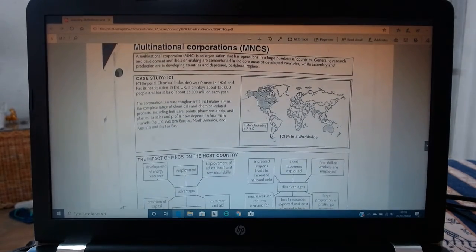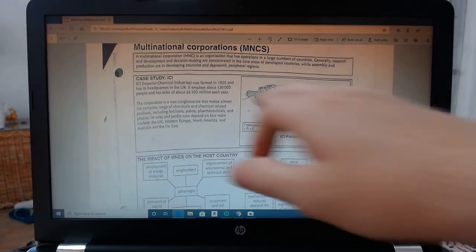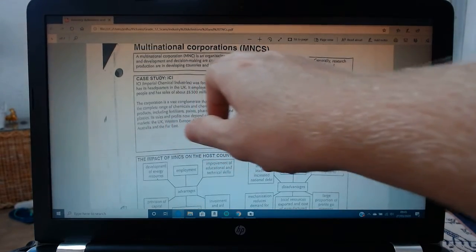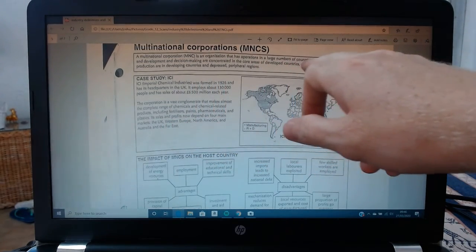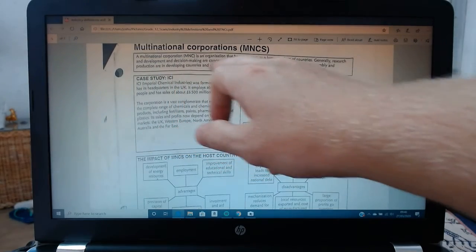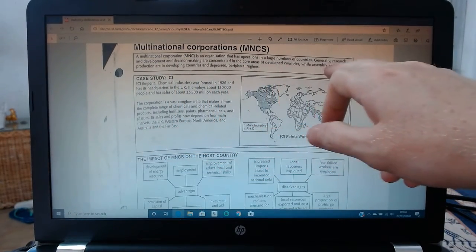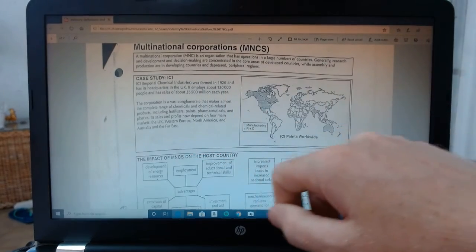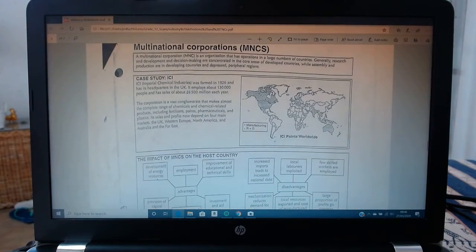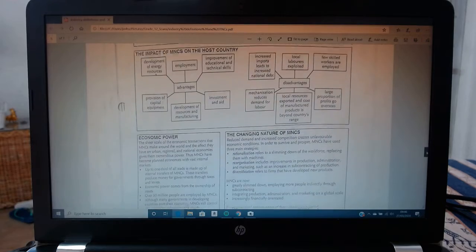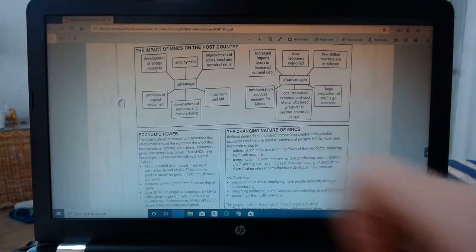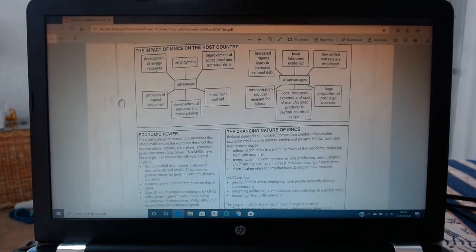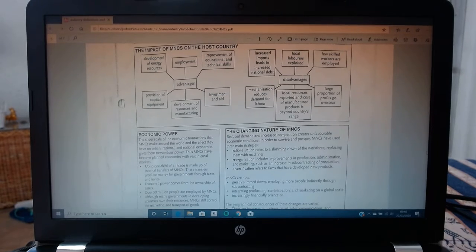Multinational corporations, again, the top box, have a little read through it. An organization that operates in large numbers of countries. Research and development are concentrated in developed countries, while assembly and production are made in poorer countries, developing countries. Okay, we're not going to look at that case study because it's dated. Again, advantages, disadvantages. You saw that in New Wider World. You can put in New Wider World page 141.